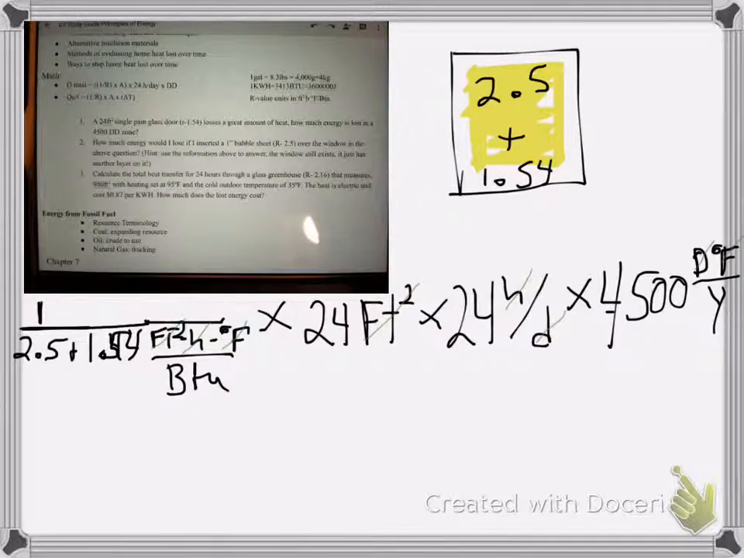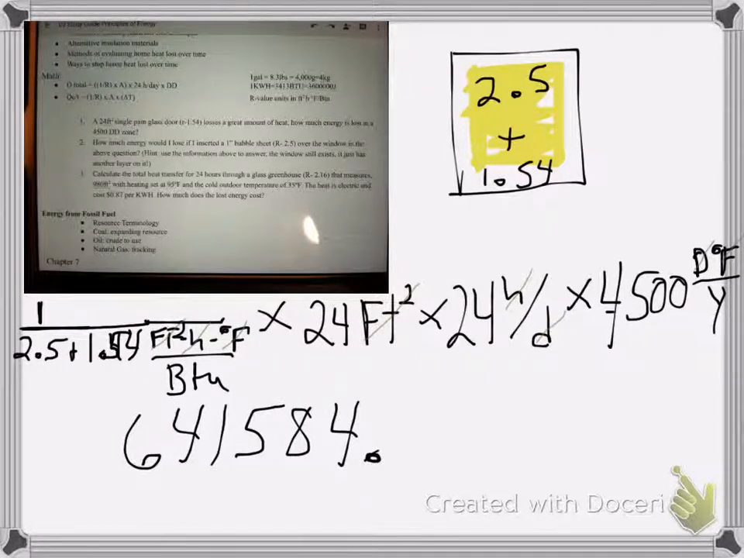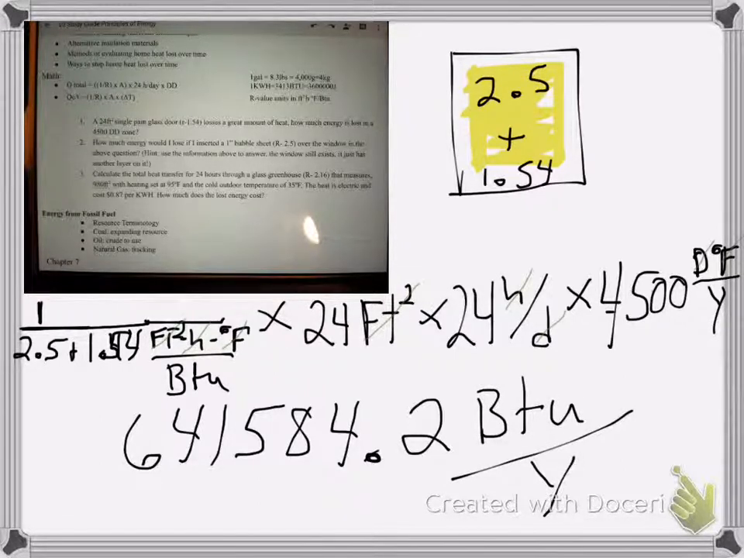And when I do that and get my new answer of 46158, it's 1.5, so I'm going to round up and put a 2, and that's going to be in BTU over a year. So that would be my answer to question 2.